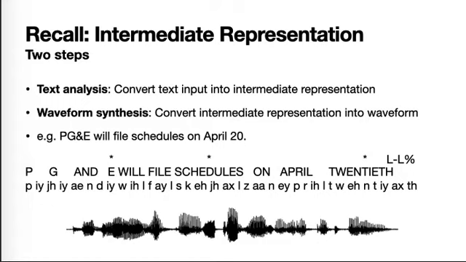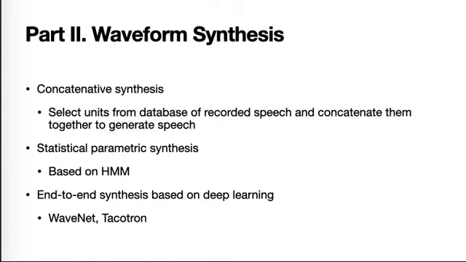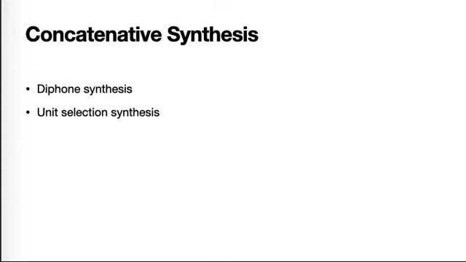Okay, so recall that we have two steps in speech synthesis. We have talked about text analysis, which is converting text input to the intermediate representation. Next, we'll talk about waveform synthesis, so converting the intermediate representation into waveform. So there are three approaches: concatenative, statistical parametric, and end-to-end synthesis based on deep learning. For concatenative synthesis, we'll talk about diphone synthesis and unit selection synthesis.